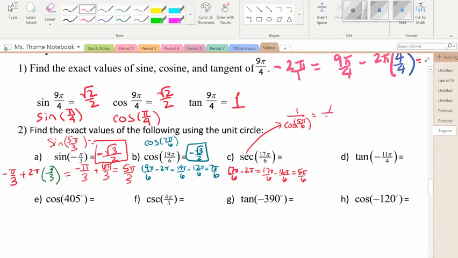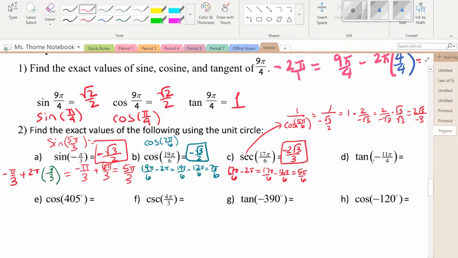So this is 1 over negative root 3 over 2. Of course, we don't like to have a fraction divided by a fraction, so I need to simplify that by multiplying by the reciprocal of what's in the denominator. So 2 over negative root 3. Of course, we want to rationalize that by multiplying by root 3 over root 3, which gives us 2 root 3 over negative 3. So that is our solution, negative 2 root 3 over 3.